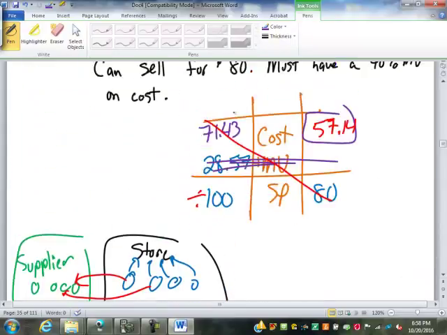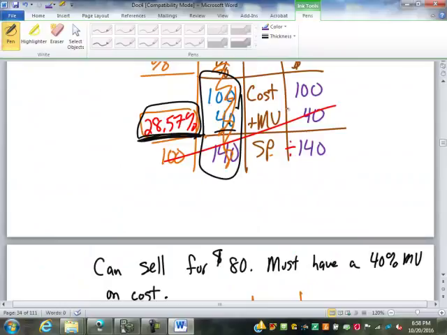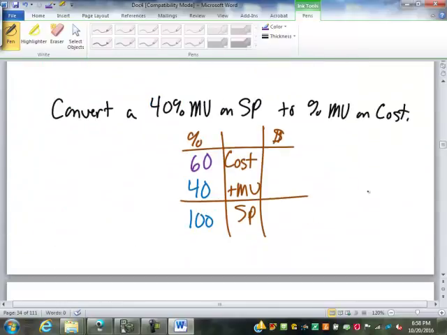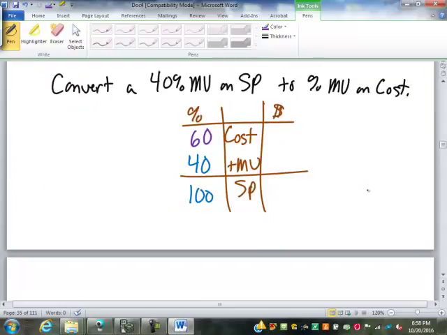Up here, I was always choosing the cost to be $100. Right? Down here, I'm not going to. Can you tell me why? Because the cost is not 100%. So what am I going to choose to be $100? The selling price is going to be $100. So that means the dollar markup has to be 40 and the cost has to be 60.